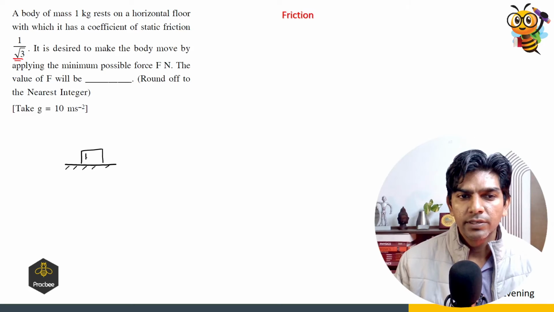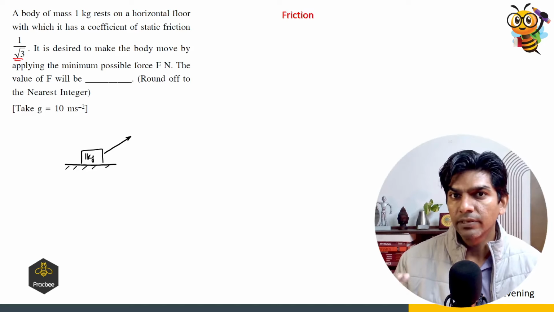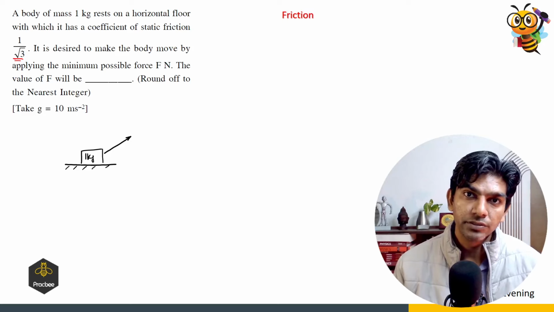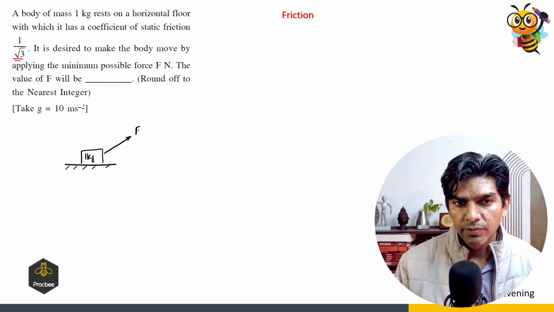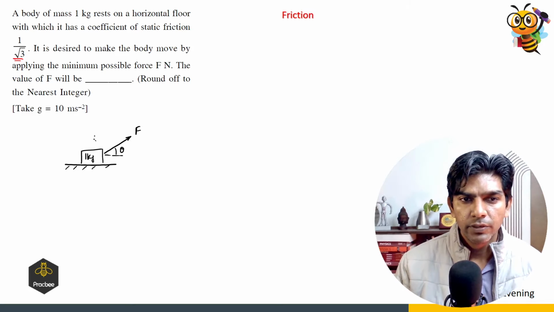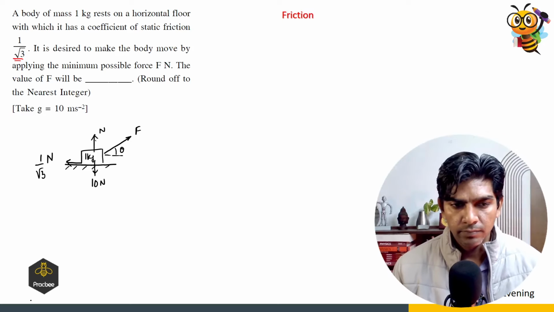So there is a body of mass 1 kilogram and we are exerting a force, say at an angle. And why are we exerting force at a certain angle? Because with this force, it is having a vertically upward component which will reduce the normal reaction and it will decrease the maximum value of limiting friction. So we have this force F and this angle is theta, let us say. There will be a normal reaction. There will be gravitational force, g is 10, so that will be 10 Newton in the downward direction. And there will be limiting friction in the backward direction, which will be mu times N, right?